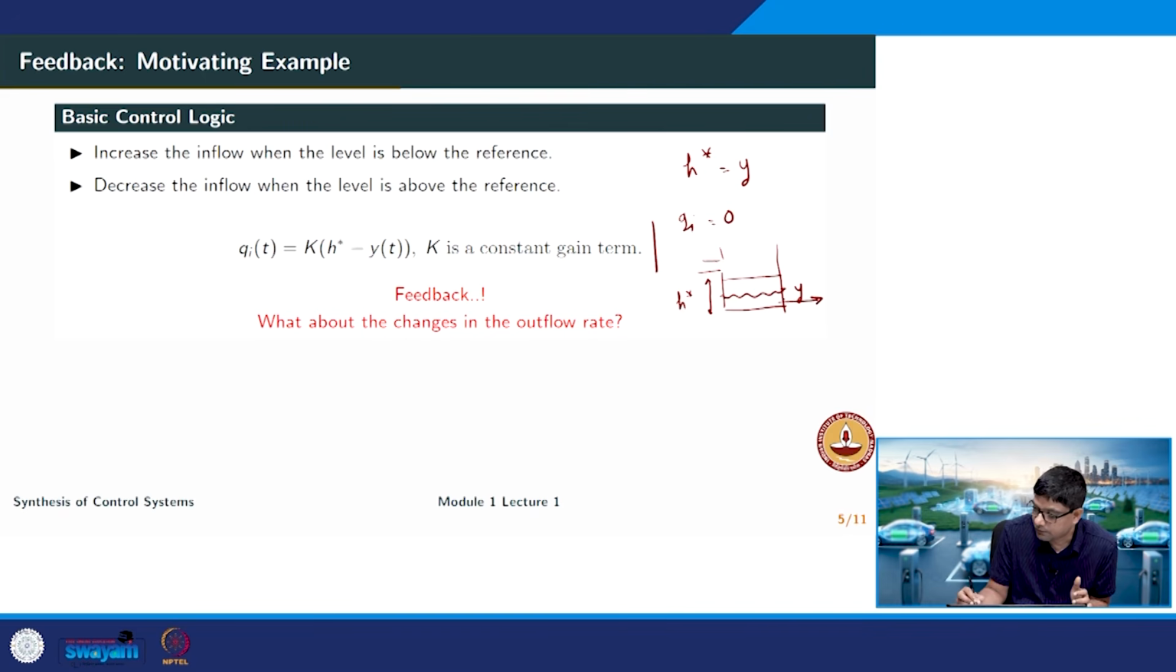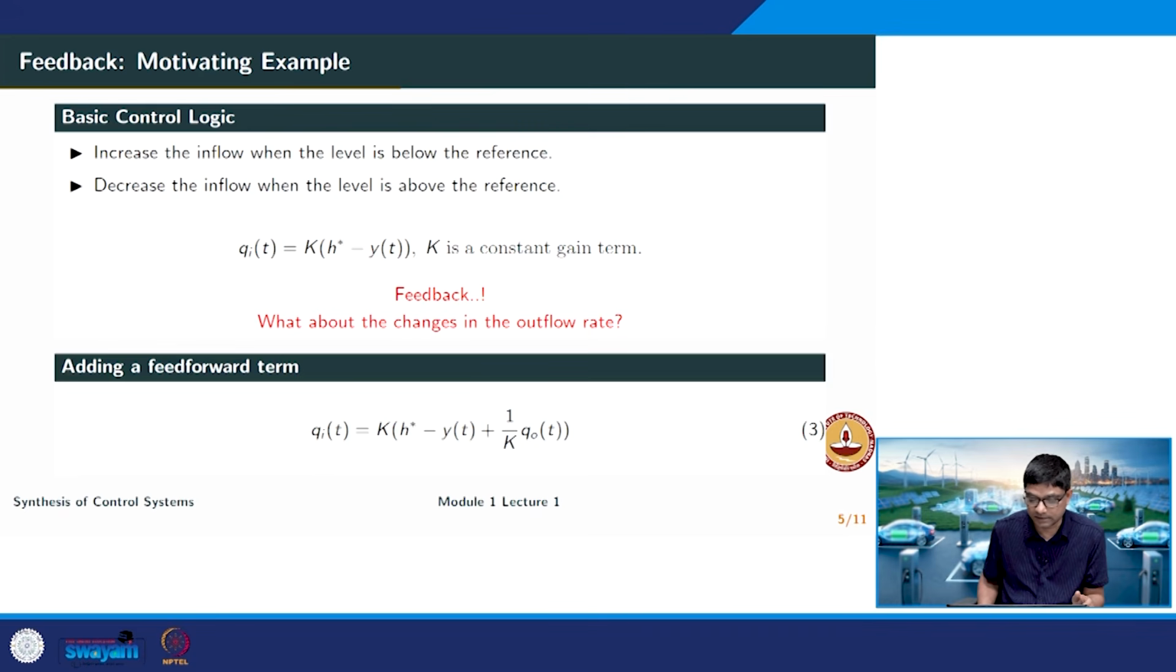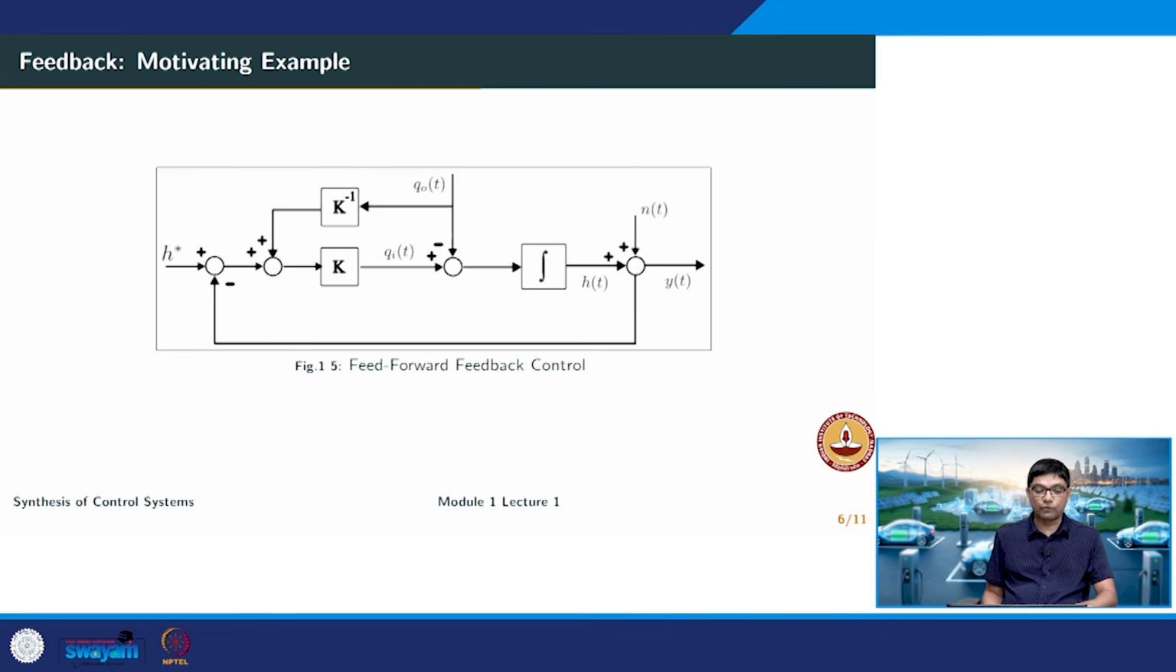So, if there is outflow, then what happens? My system changes to something like this. I add a feed forward term which takes care of the amount of water that is flowing out. So, Qi is now this, and I should also account for how much of the water is flowing out. In control language, this is called a feed forward term. Now I can simply write down the block diagram of this form.